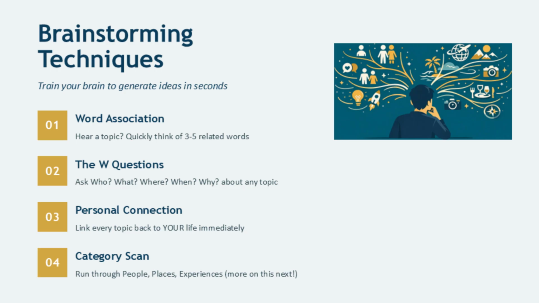Also, categories are important, right? Different topics fall under different categories. So this is the brainstorming technique that we can use, and it can help us with these 4 points: word association, the W questions, the personal connection, and the category scan. So this is technique number 1.